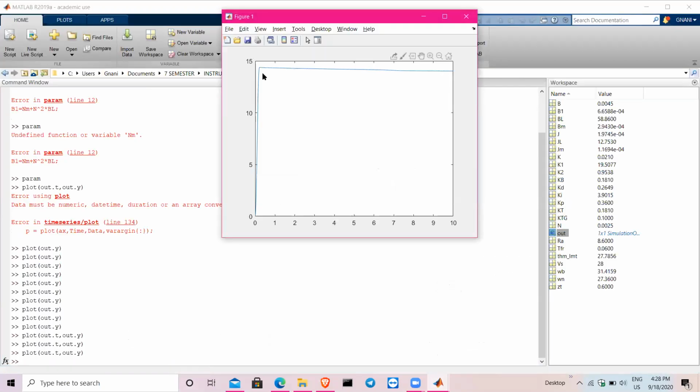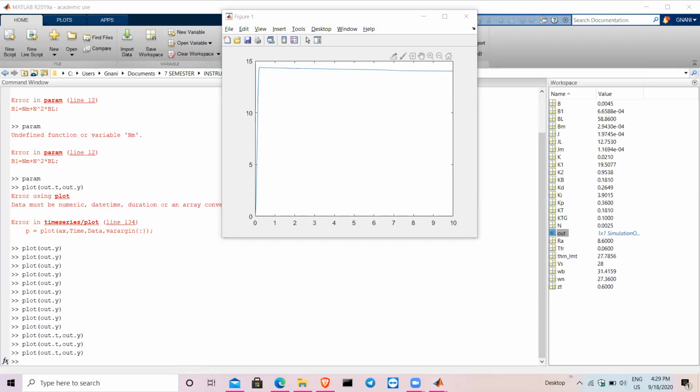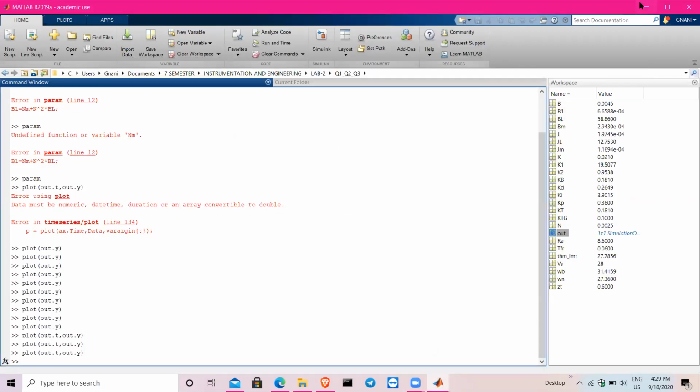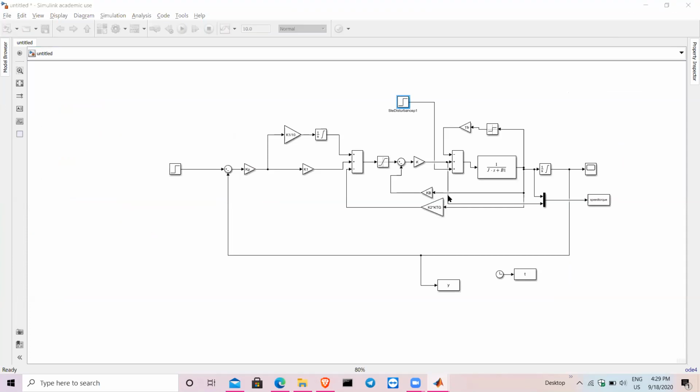Sir, now it is like this. This is a bit satisfactory, right? You have to check the parameters. Yes, sir. You have to check whether the parameter is correct or not. Okay, I get it.